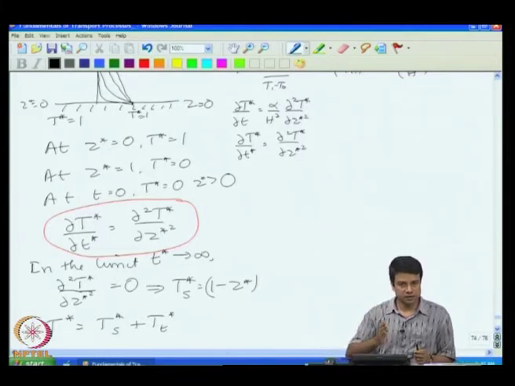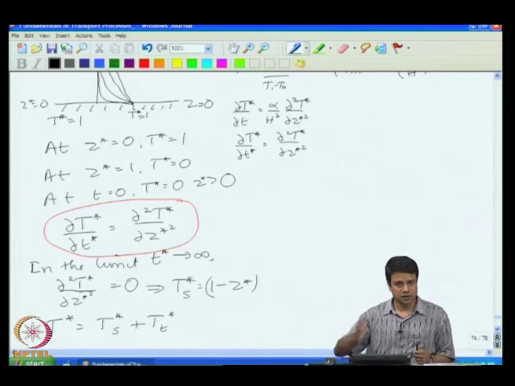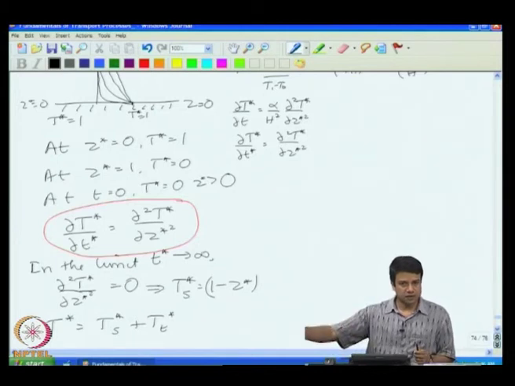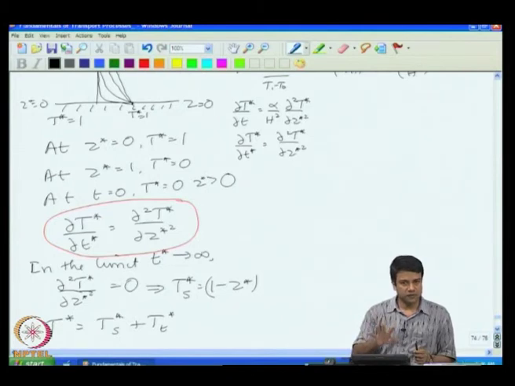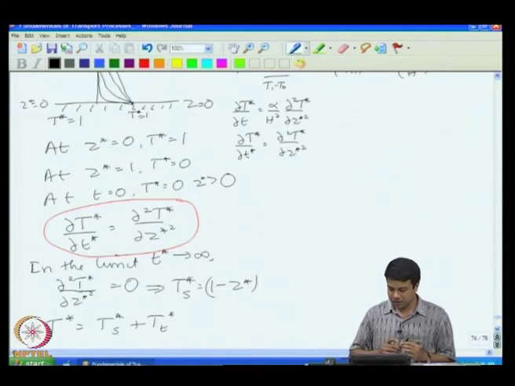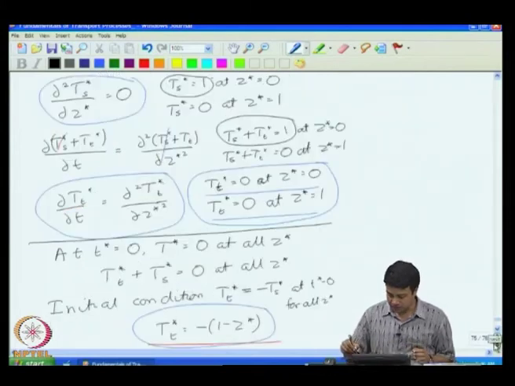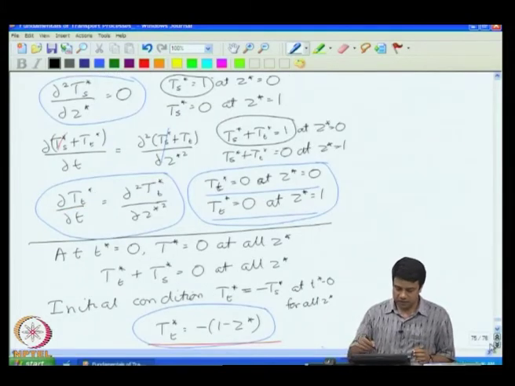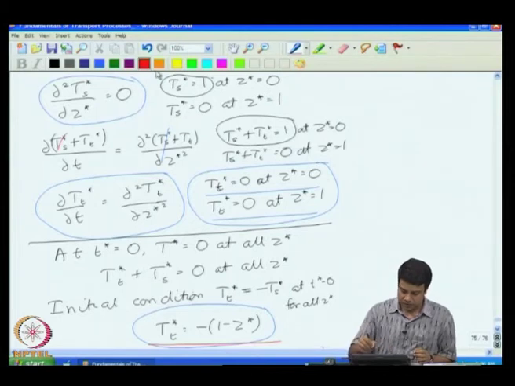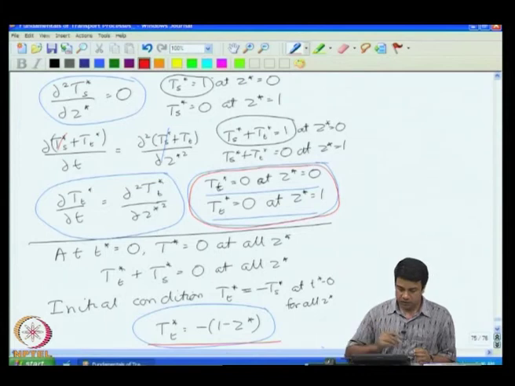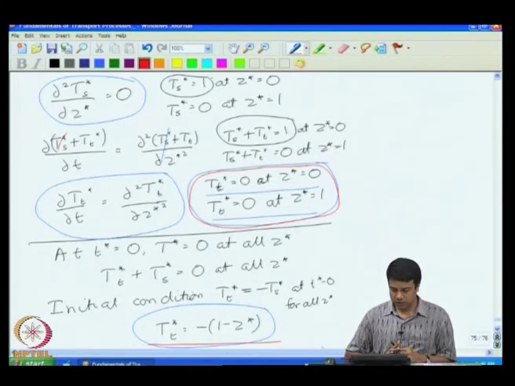As time starts from 0 and time progresses, there is a steady part which is going to reach in the long time limit, and there is a transient part which is the difference between the actual temperature and that steady part. And the reason I did that correction was because I wanted to get homogeneous boundary conditions for t star, the transient part, at both boundaries.